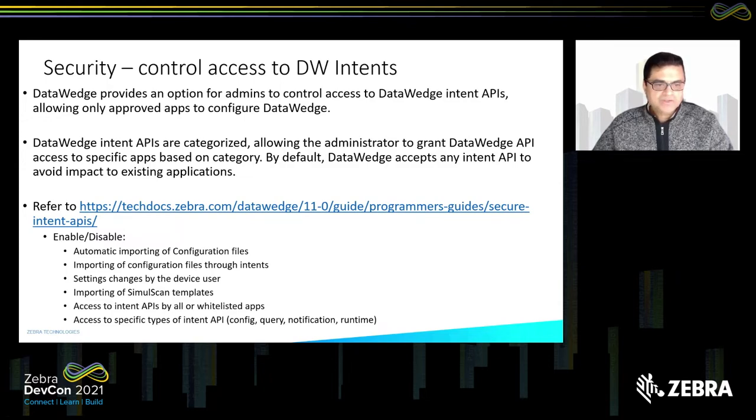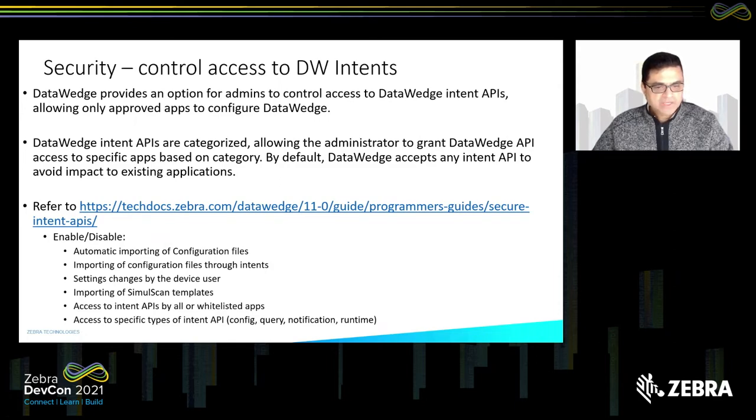And also you can disable importing of configuration files through intents. You can disable settings changed by the end user. You can say end user can't modify the settings in DataWedge. Only it can be done through EMMs or StageNow. You can also disable importing of SimulScan templates. You can control what intent APIs can be used by what apps. That's whitelisting of the apps and access to intent APIs.